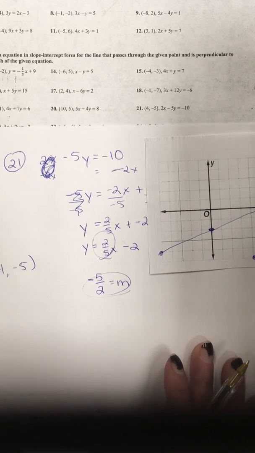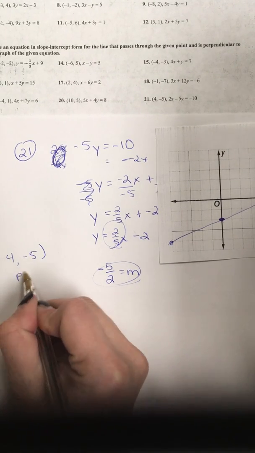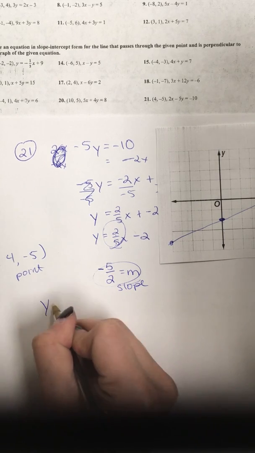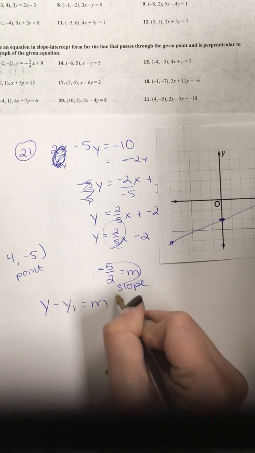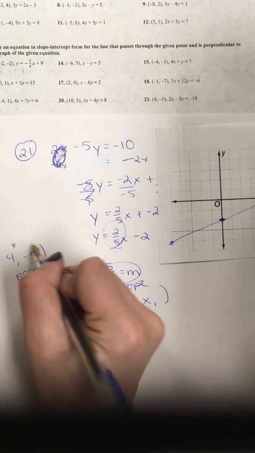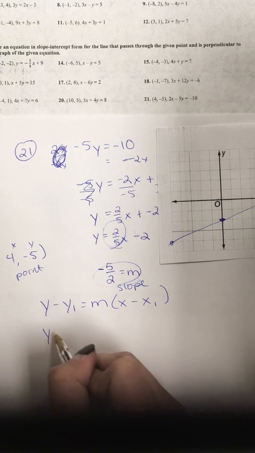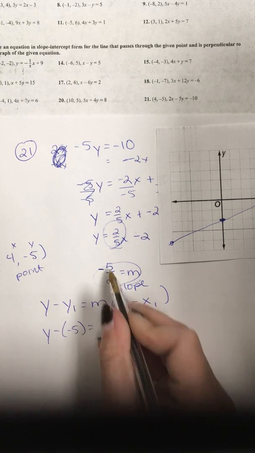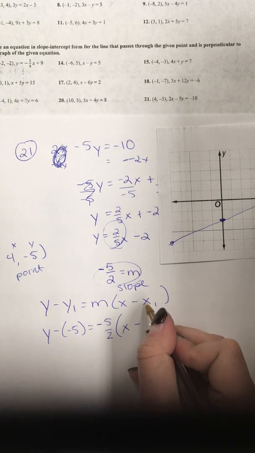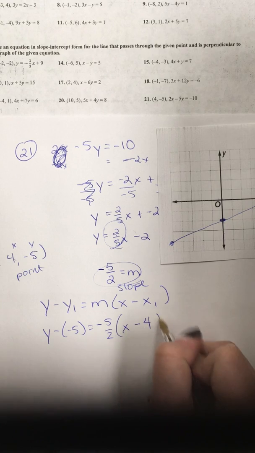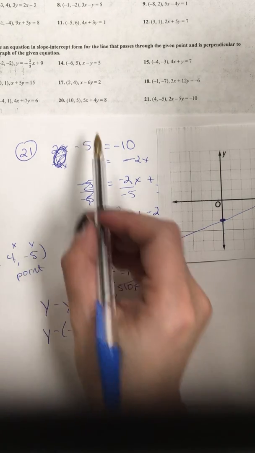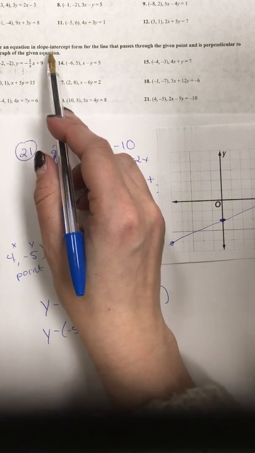And here, just like last time, I've got a point, I've got a slope, so I can use my point slope formula of y minus y1 equals m times x minus x1, and I'll just plug in my values. I've got my x and my y values, so I'll do y minus a negative 5 equals my slope, negative 5 over 2 times x minus my x value, which is a 4. And this is in point slope form. I want it in slope-intercept form, which is y equals mx plus b.